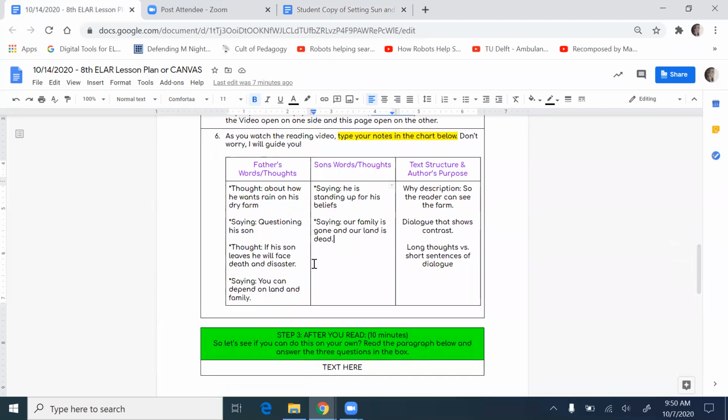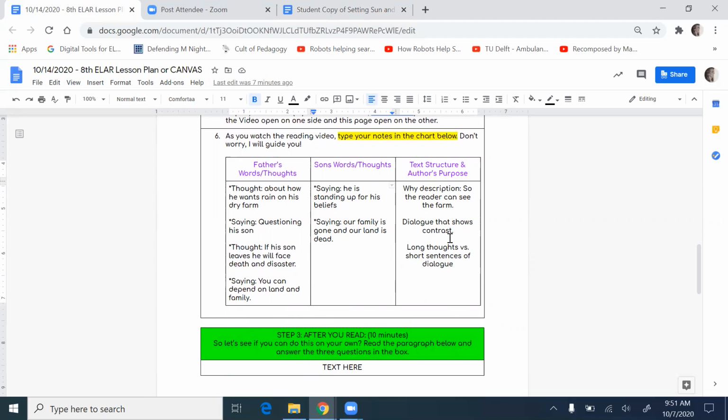All right. So you should have your father's words and thoughts filled out with several things beyond what we wrote together. You should have son's words and thoughts filled out. We've talked about the author's text structure. So he started with this description, why, so that readers can see the farm. Then he moves to this dialogue of contrast. He moves to these long thoughts that back up short sentences. And what is the purpose?